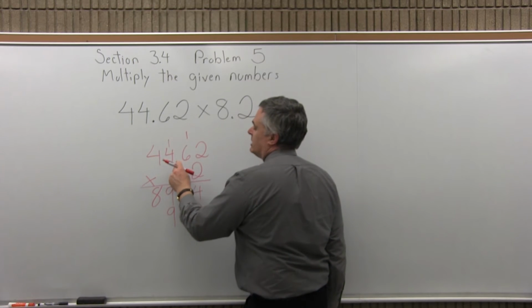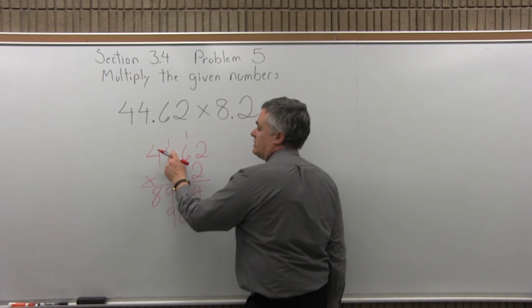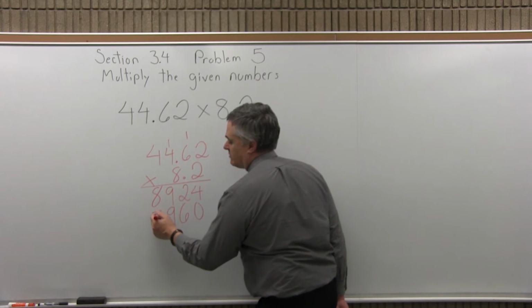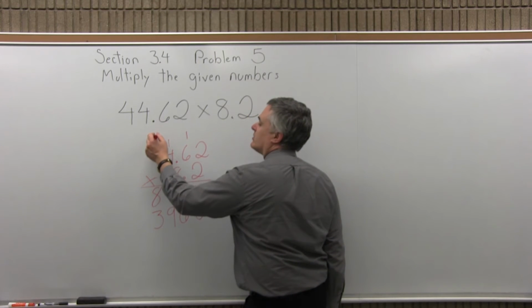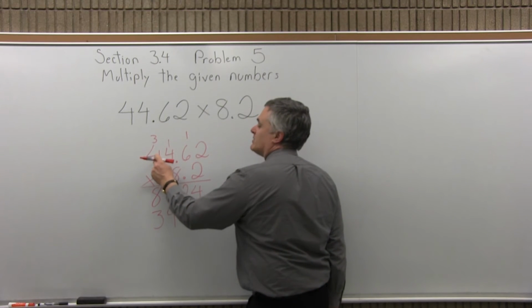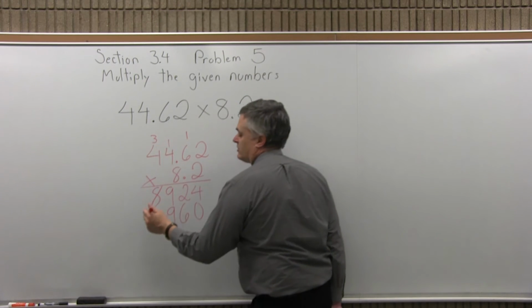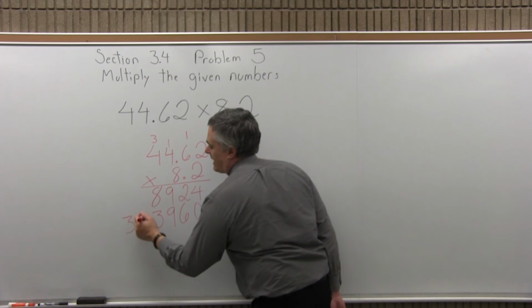There's already 1 there. 8 times 4 is 32. 32 plus 1 more that you carried is 33. Write the 3, carry another 3. And now 8 times 4 is 32 again, but this time 32 plus 3 that you carried is 35.